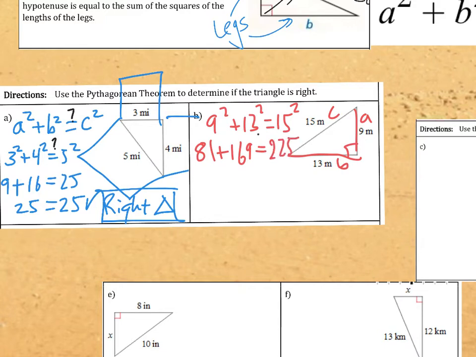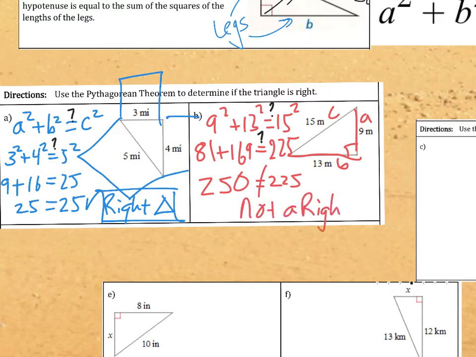Again, we should probably put a little question mark here. We don't know if it's equal. Let's find out. Well, 81 plus 169 is 250. Is 250 equal to 225? No, it is not. So this is not a right triangle. All right, so we can use the Pythagorean theorem to check to see if it's a right triangle like that.